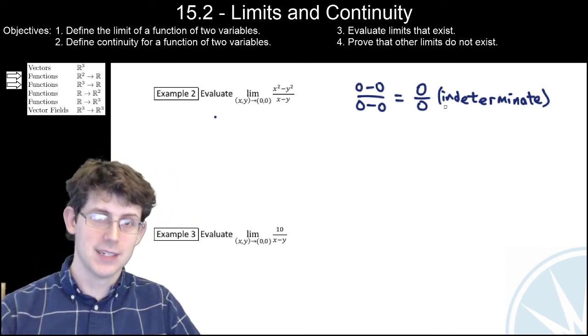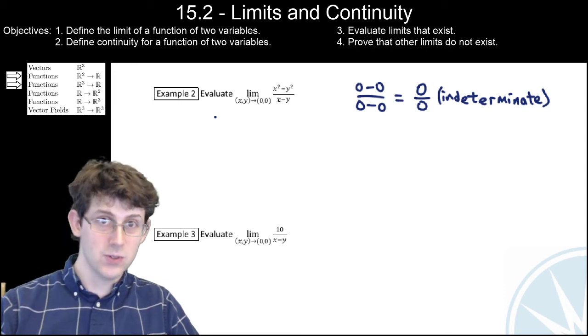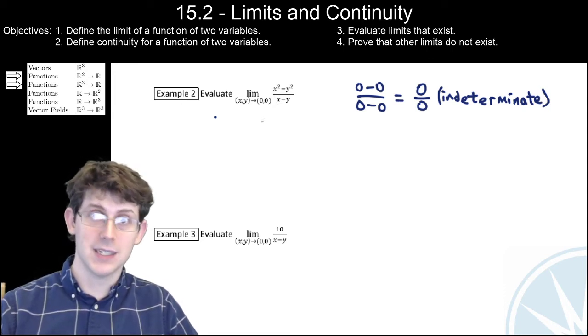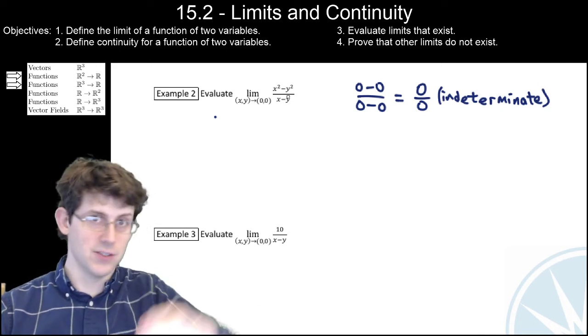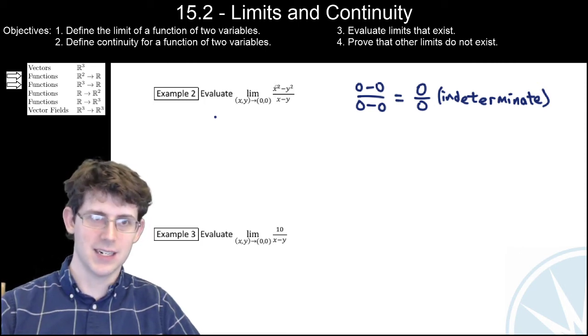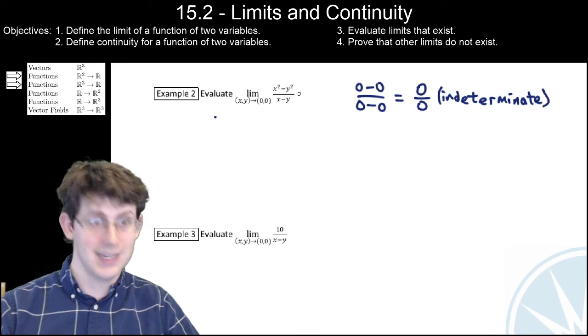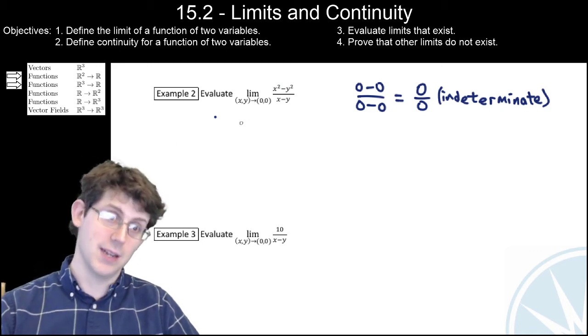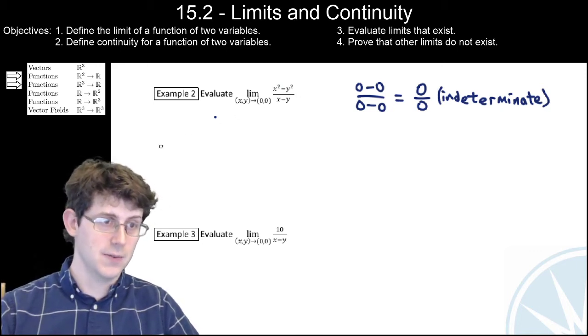So how do you deal with this? Well, first of all, please don't use L'Hopital's rule, because L'Hopital's rule is a fact about single variable functions. If you go in here and start taking derivatives of stuff, that's not going to work. What do you mean, the x derivative or the y derivative? Where do we even start here? So don't use L'Hopital's rule. It's not a thing. Instead, you need to use some algebra like we did in Calc 1. So here's how we do that.